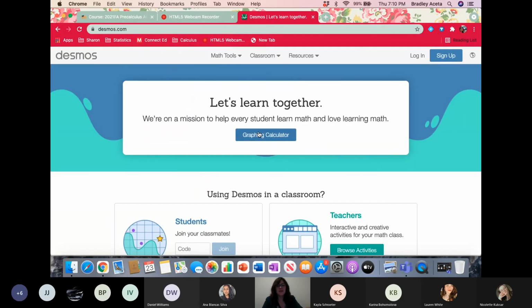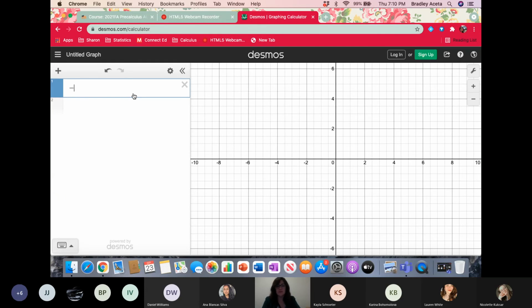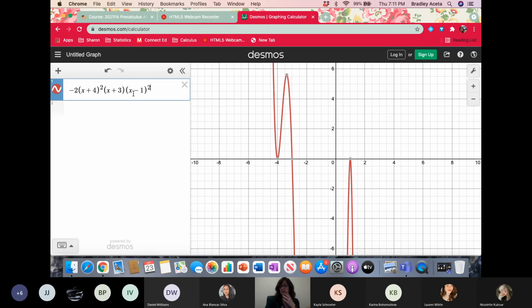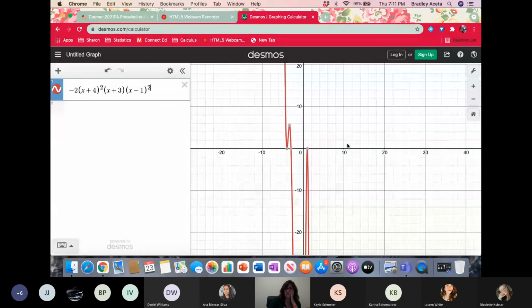I'm going to go to Desmos real quick and let's see if we can look at this equation on Desmos and see how it would draw it. Because I'm trying with Desmos, I really am. x plus 4 squared, and then x plus 3, and then x minus 1, and this is also squared. So there we go. That's a little bit better. I don't know why my calculator was not being nice on the other one.